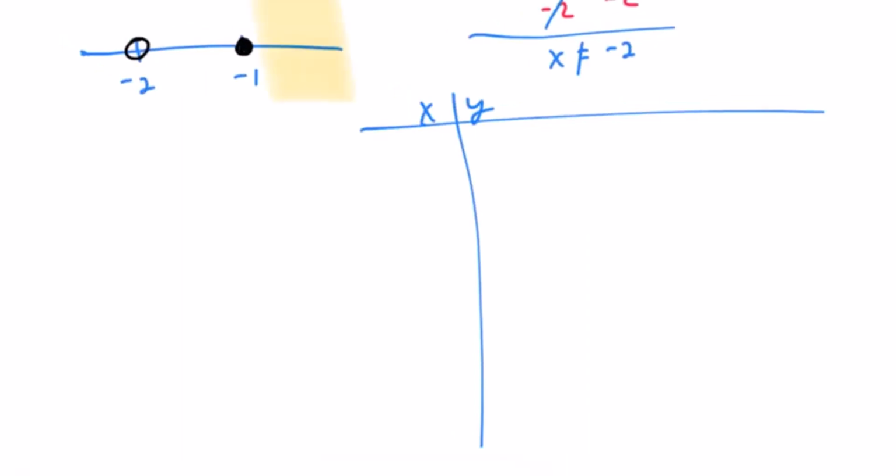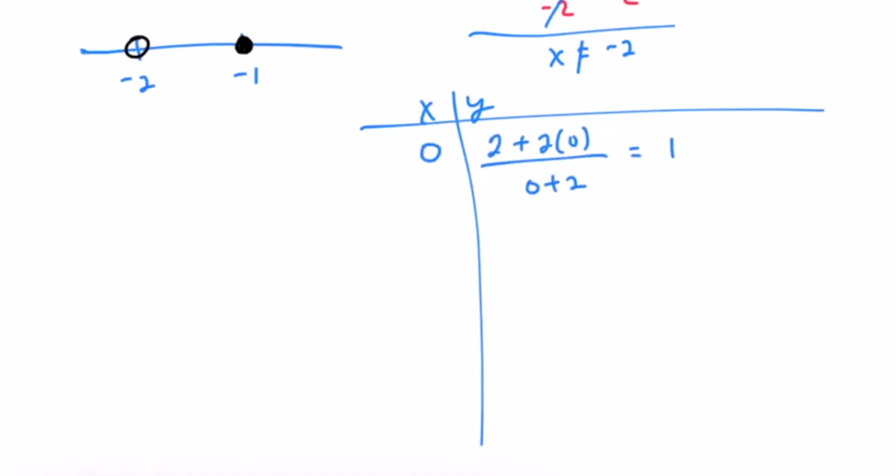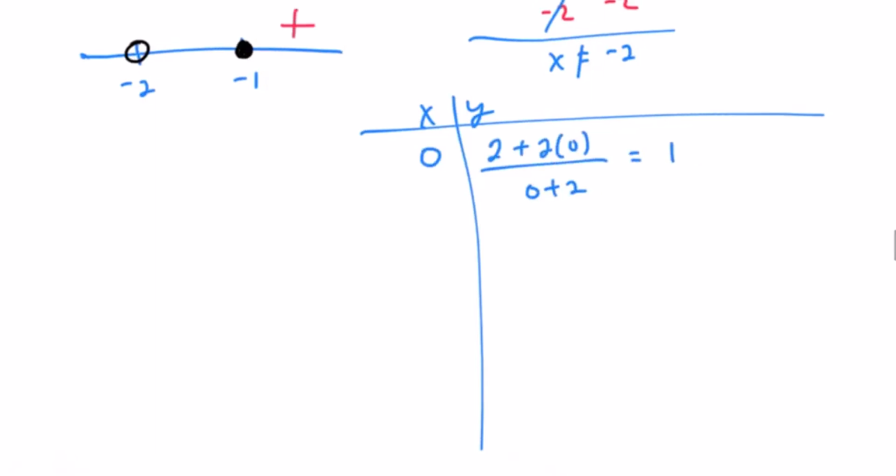Pick a number that is bigger than -1. So let's pick 0. Plug it into our inequality. So we have 2 plus 2 times 0 over 0 plus 2. So this is 1. So we end up with a positive interval.